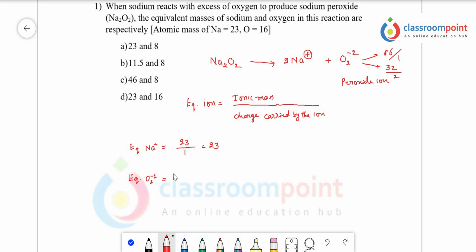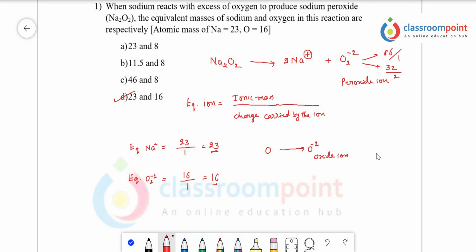Anyhow, I'll take the atomic mass here, 16 of each oxygen, and each oxygen carries only a single unit negative charge, so it is 16. So the answer is 23 and 16. So option D is correct. Option A is wrong. Most of us usually think that oxygen is always converted to the O minus 2 oxide ion.